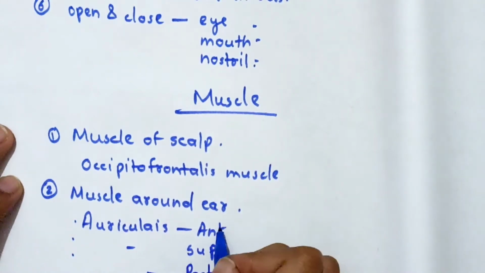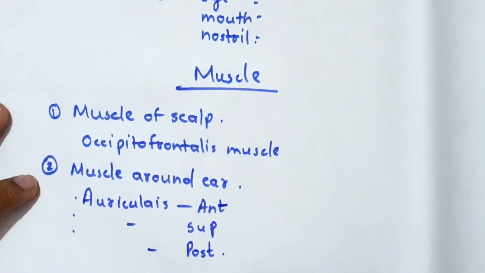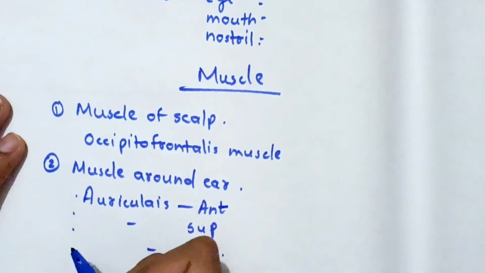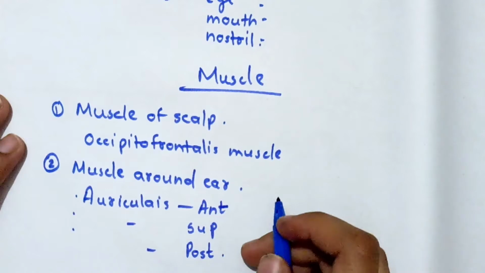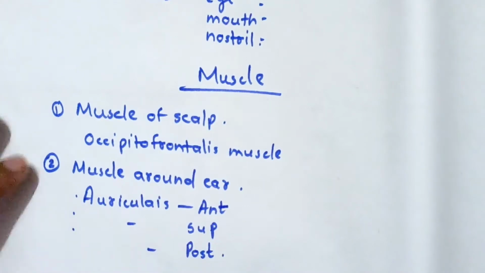But these muscles are not used in the human body. These muscles are for the movement of the pinna, which is not movable in humans. You can see these movements in animals like cow and dog, but it is not used in humans.